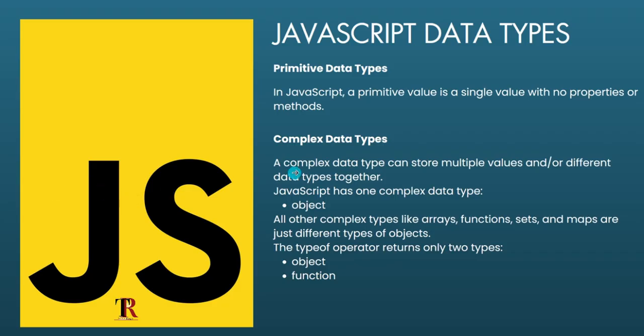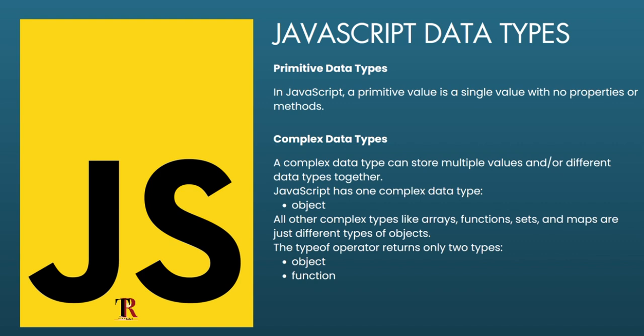I quickly talked about the other aspect, which is the complex data type. A complex data type can store multiple values and different data types together. JavaScript has one complex data type, which is the object. All other complex types like arrays, functions, sets, and maps are just different types of objects. The typeof operator returns only two types, object and function. So this is the complex data type that we have in JavaScript.